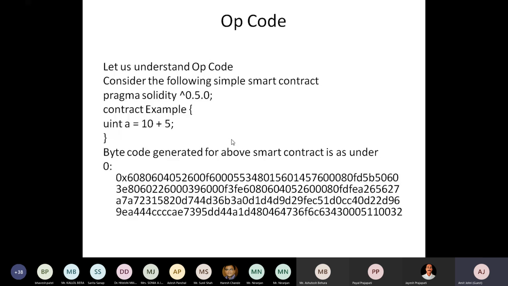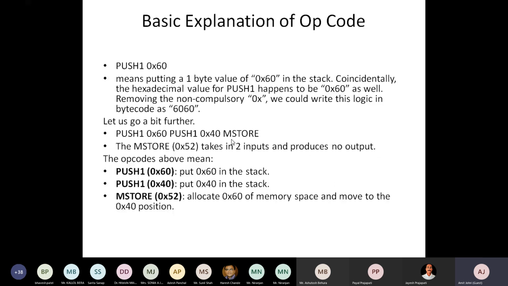Right, so opcode. Consider the following simple smart contract: pragma solidity version so and so, contract example, uint a = 10 + 5. The bytecode generated for the above smart contract is as under. That's the bytecode generated. So the basic explanation of the opcode is: PUSH1 0x60 means putting a 1-byte value of 0x60 in the stack. Coincidentally, the hexadecimal value for PUSH1 happens to be 0x60 as well. Removing the non-compulsory 0x, we could write this logic in bytecode as just 6060.